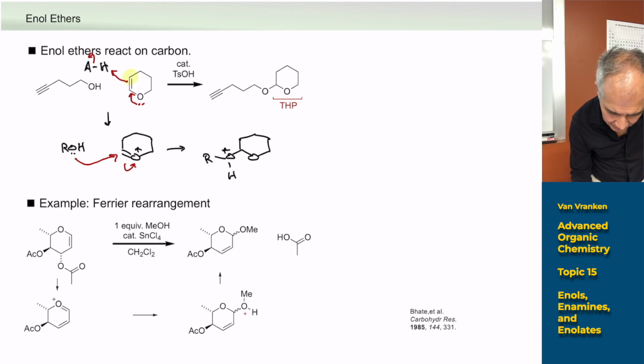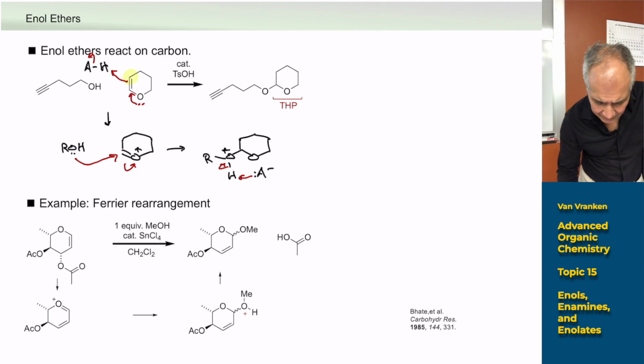And this is an oxonium ion. So I'll just use the conjugate base left over from my acid to pull that proton off. And that's how you make a THP protecting group or any mixed acetal protecting group.